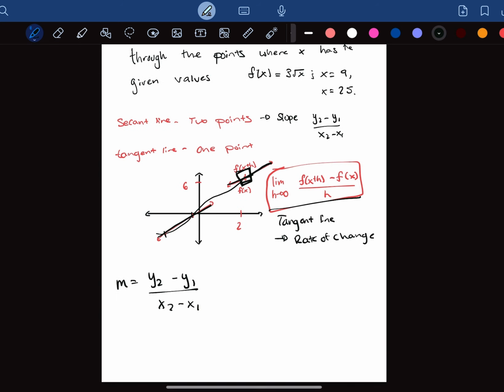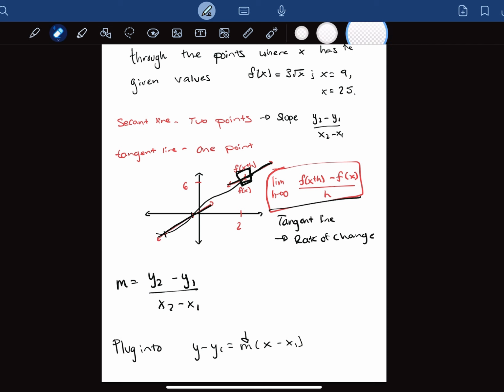So when we're looking at our secant line, we're going to use this equation: m is equal to y2 minus y1 over x2 minus x1. And then we're going to plug that into your point slope formula, where you have y minus y1 is equal to m times x minus x1. We're going to use this equation to get these points, and then we're going to use this equation to get this m. And then once we get this m value, we're going to be able to plug everything in and get an equation of the line.